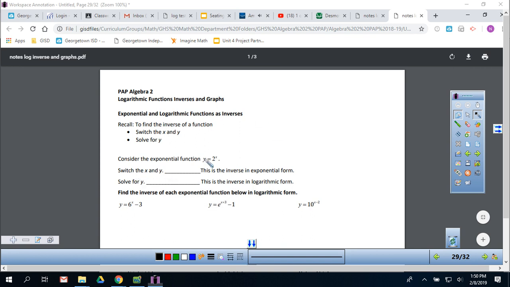Alright, so the first thing we're going to do is, here we have an exponential form. What we want to do is switch the x and y. Here's what's important. Step one, switch x and y. But we want either the exponent or the log to be on the left side.